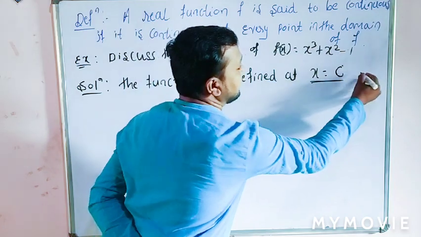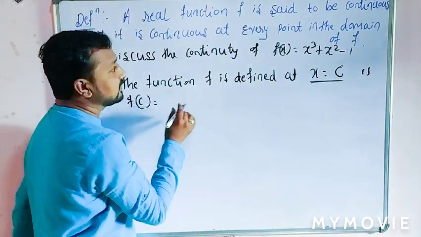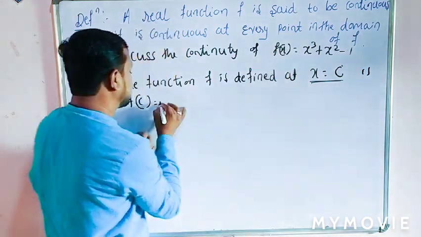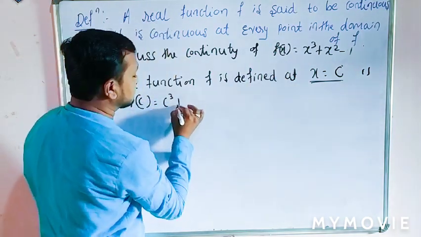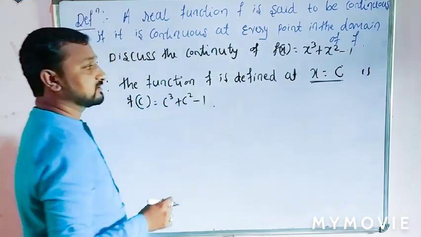That is x equal to c, and f of c should be the constant function. f of c, replacing x by c, we get c cube plus c square minus 1. This is the constant function. Okay, clear that?